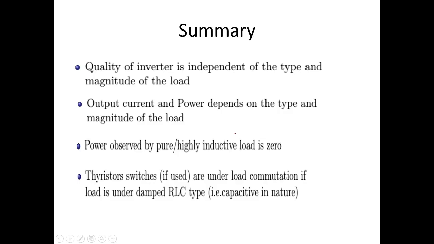This is about the single phase bridge inverters. I request you to solve as many problems as possible on single phase bridge inverters, and kindly let me know if you have any doubts or any clarification required.